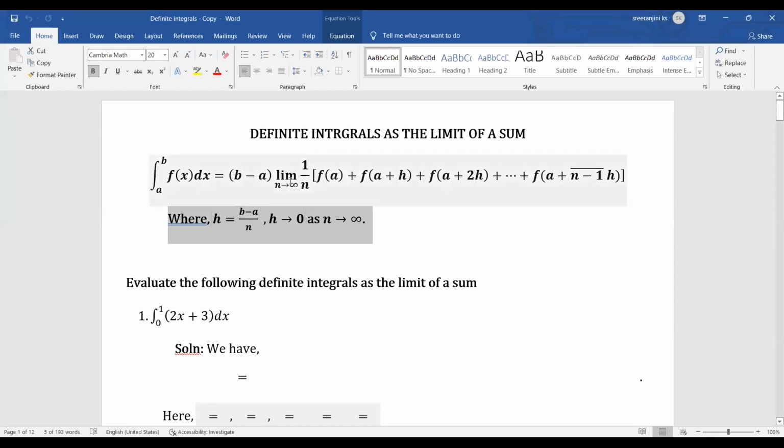Now, in this limit, we have the condition n tends to infinity. What happens to this h when n tends to infinity? We know that 1 by n will tend to 0. And since h is equal to b minus a by n, h will tend to 0 as n tends to infinity, right?